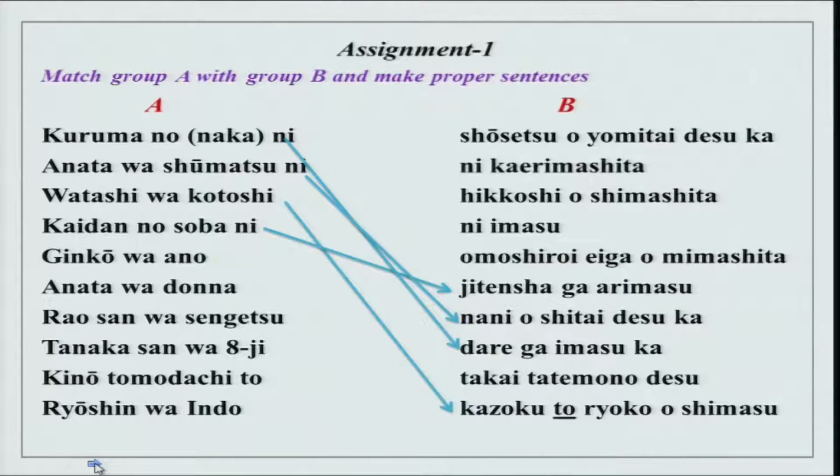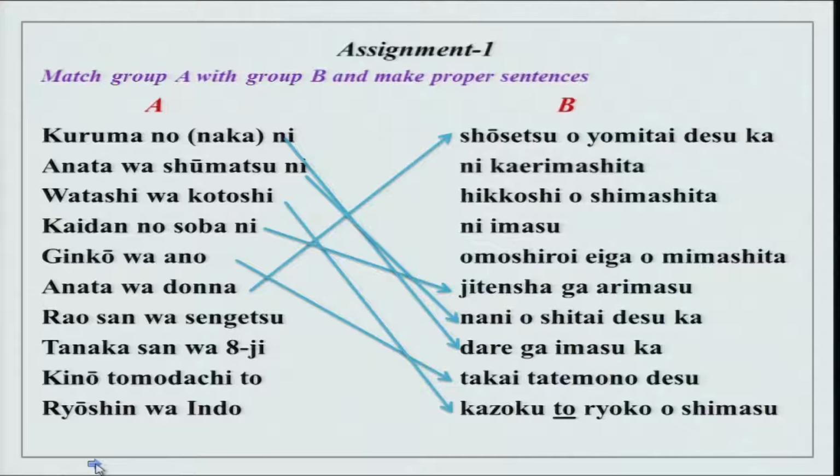Kaidan no soba ni jitensha ga arimasu. Ni and ga is a pattern and you state something with that. Ginko wa ano takai tatemono desu. Ano over here again is used because, can you tell me why? Well, because the subject is known to the listener and the speaker.